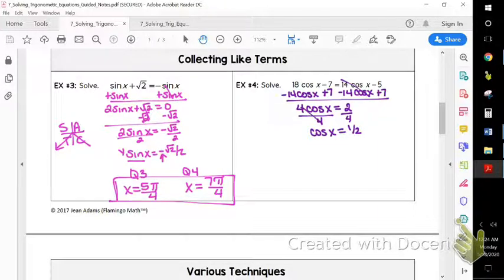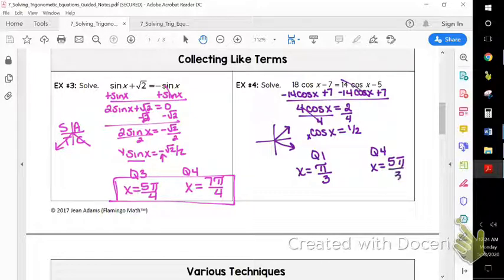Well, cosine is positive in quadrants 1 and quadrant 4. Cosine is your x value. So in quadrant 1, what is the ordered pair that has an x that is 1/2? And you should be telling me pi over 3. And in quadrant 4, what is the angle that has an x value that is 1/2? And that would be 5 pi over 3. And so there's our two angles.